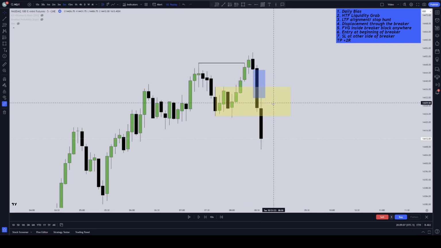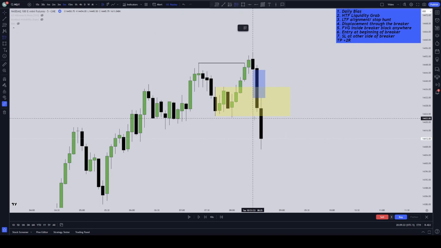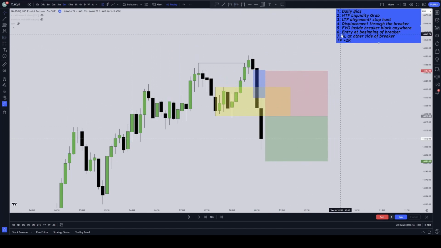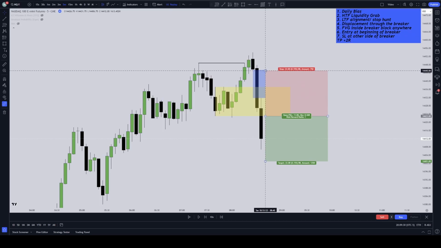That's all we care about. It does not have to trade back up into it. It's nice if it does, but it doesn't have to. So the fair value gap is inside the breaker block. Where's our entry? It's at the beginning of the breaker. In this case, it's a short, so we're going to place our entry at that low of the breaker. Where do our stops go? At the other side of the breaker, somewhere above it.